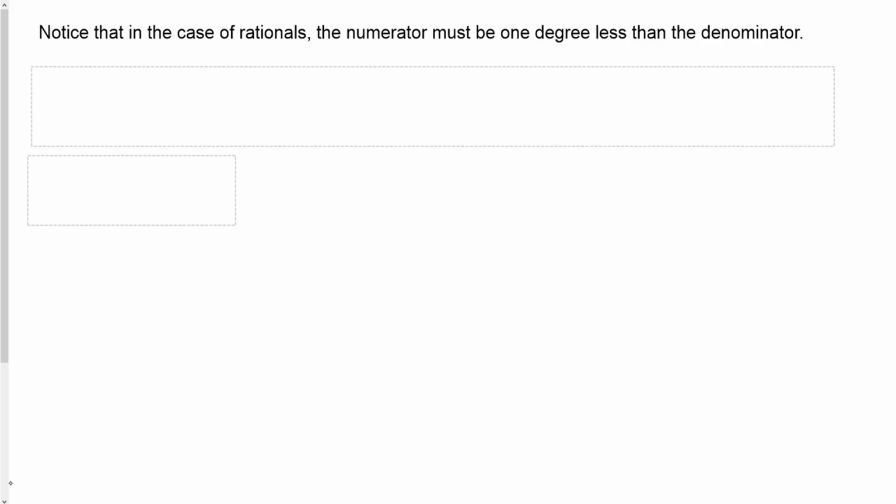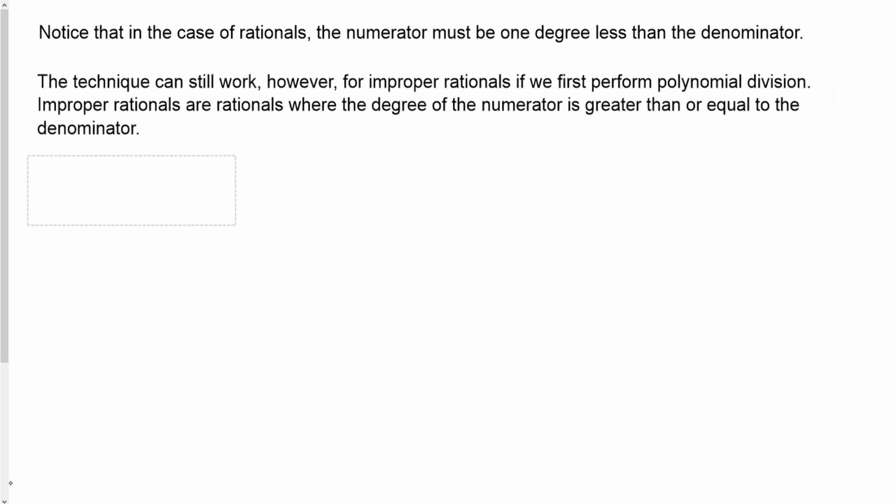Now, if you'll notice, the logarithmic rule is going to work in the case of rationals when the numerator is 1 degree less than the denominator, in general. It doesn't always have to work that way, but that's when it's going to work. But there's also different cases where it can still work for improper rationals, and an improper rational means the degree in the numerator is higher than the denominator. But you must perform polynomial division. I'll stop reading. You can read it.